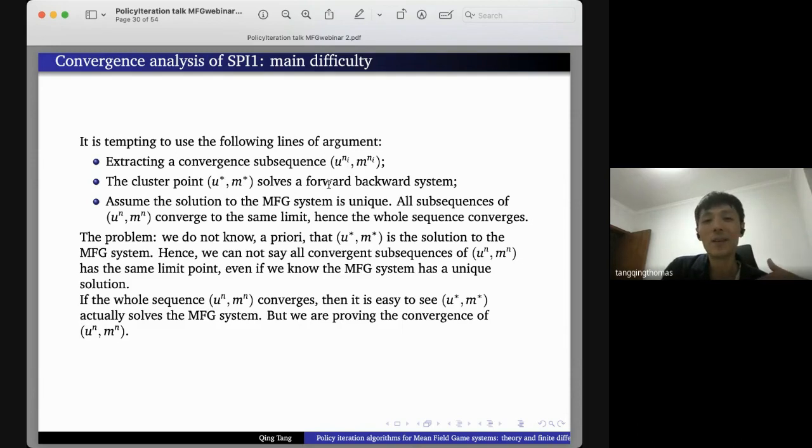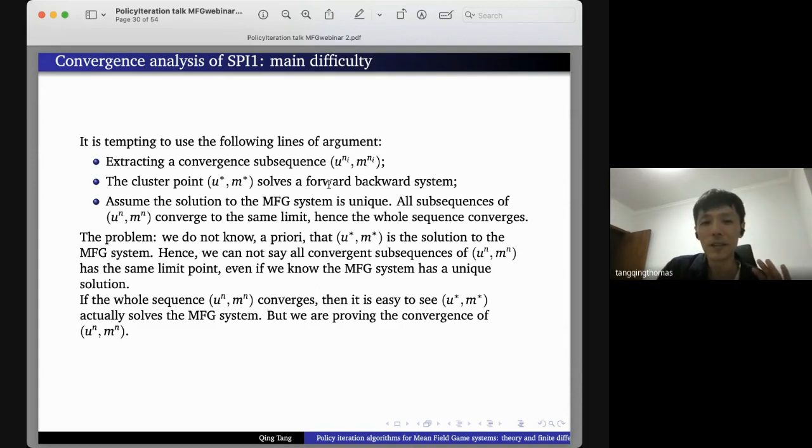But I do not know if all the subsequences have a unique limit point, because their limit point might not be a solution to the MFG system. That's the point. So even if I know the MFG system can only have a unique solution, it is not very useful here. I still cannot show that Un and all the subsequences have the same limit point. Please let me go to my next slide, and it will be more clear.